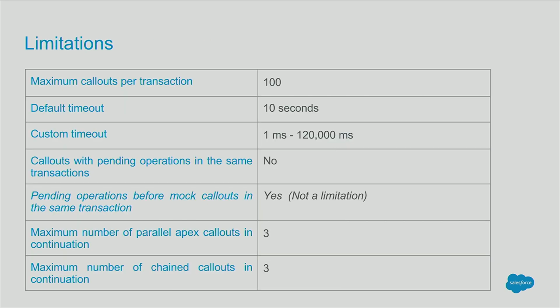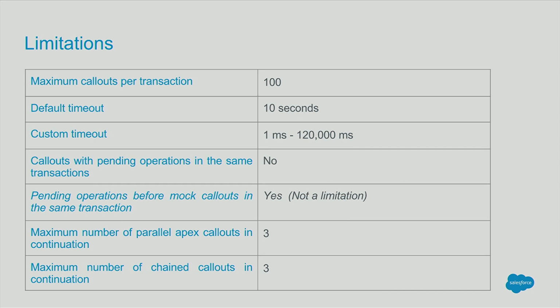With Apex, we always have limitations, and so do we in the case of callouts. With regard to the number of callouts per transaction, we are limited to 100. The timeout, if you guys remember, we were setting it on the request, is defaulted to 10 seconds. So if we weren't doing the set timeout on the HTTP request, then it's going to default to 10 seconds. You also have an option of setting a custom timeout, which is limited between 1 millisecond to 120,000 milliseconds. Another important aspect with regard to callouts is you cannot have any pending operations within a callout in the case of a transaction.